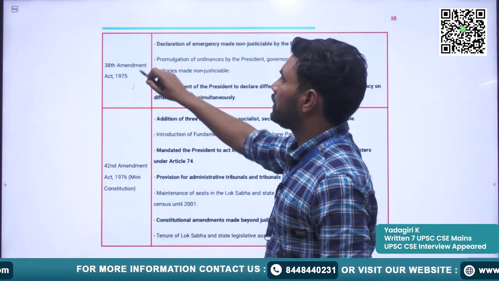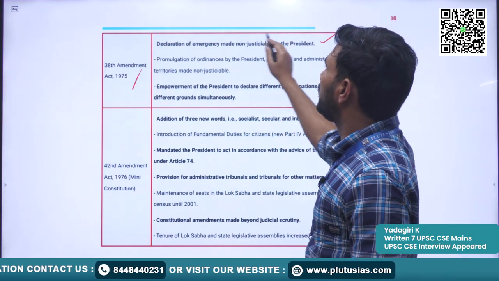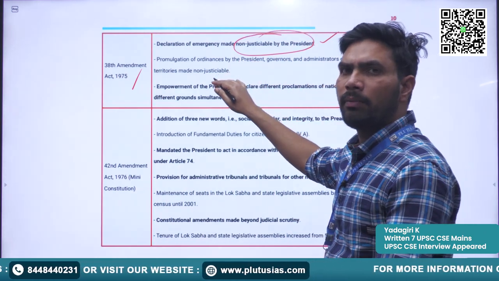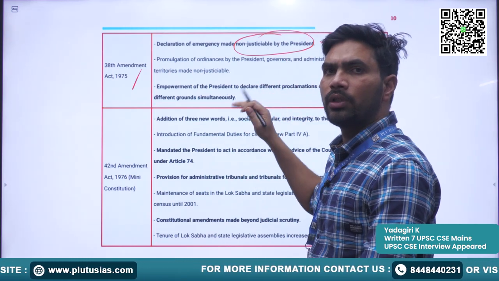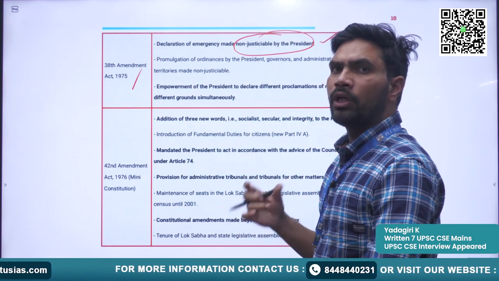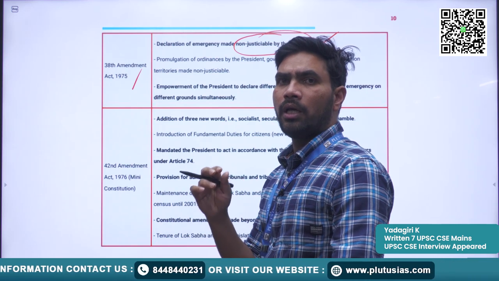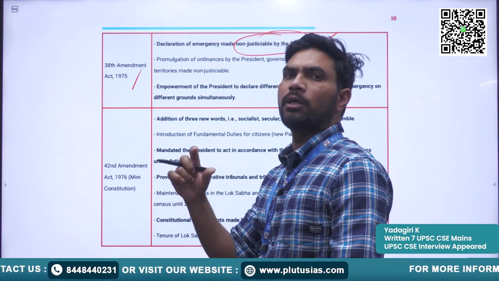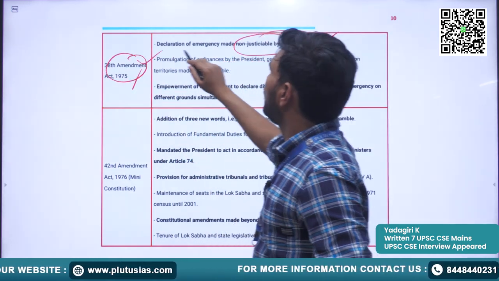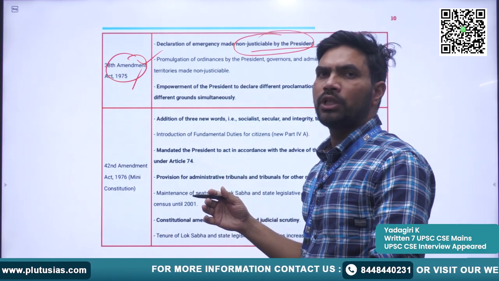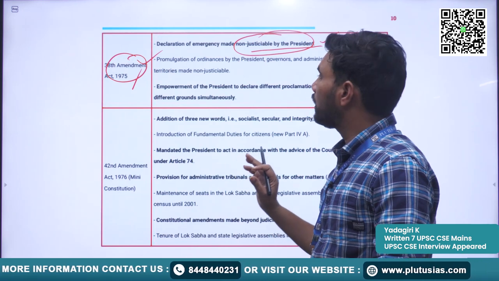Next one is the 38th Constitutional Amendment. So declaration of emergency was made non-justiciable by the president. Through a subsequent amendment, this has been withdrawn. So now the judiciary can inquire into the imposition of president's rule also. There should be proper, substantial material that can support the imposition of the president's rule. But the 38th Amendment Act says that there is no judicial review; the judiciary cannot interfere when president's rule is imposed.